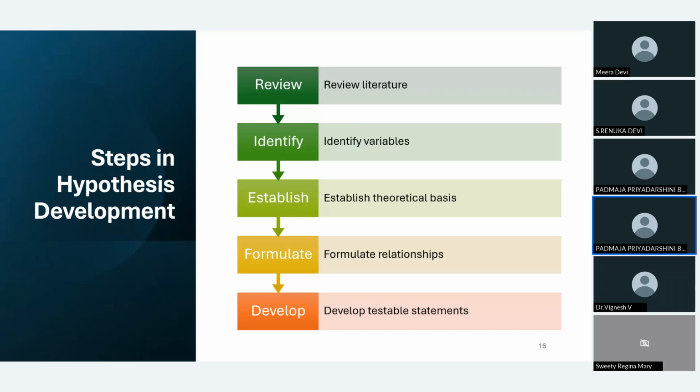Once we identify the variables, we will try to establish the theoretical part. With that, we will try to figure out the relationships, whether they are going to be non-directional or directional. From there we go with our propositions and assumptions, which we are going to test later. So we develop statements which can be tested at a later stage. So this is the order: go with the literature review, and from the literature review, pick some interesting variables.